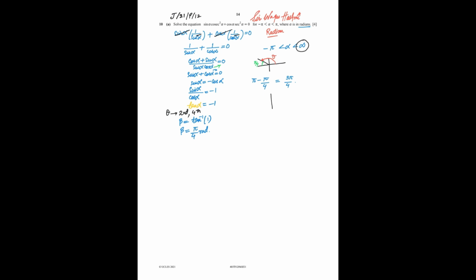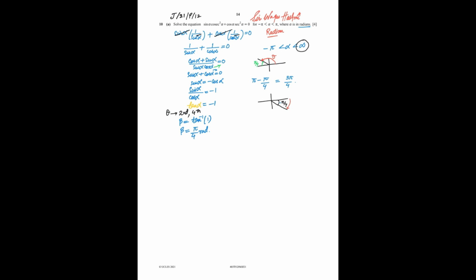For the negative direction in the fourth quadrant, again the value of your base angle beta is the same, that is pi over 4. But now we need to move in the fourth quadrant in a clockwise direction. So that means now we are moving in the negative, minus pi by 4.